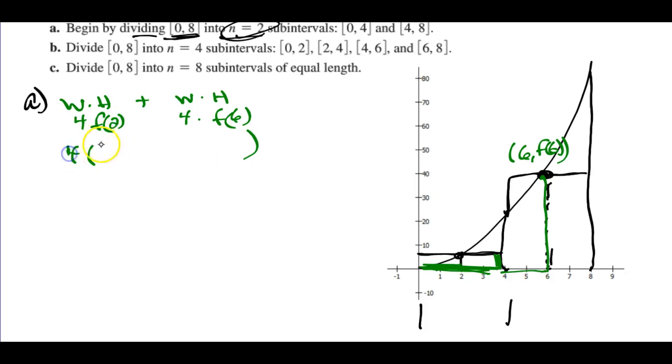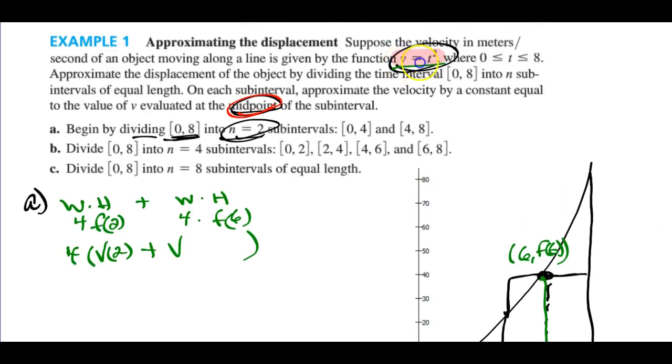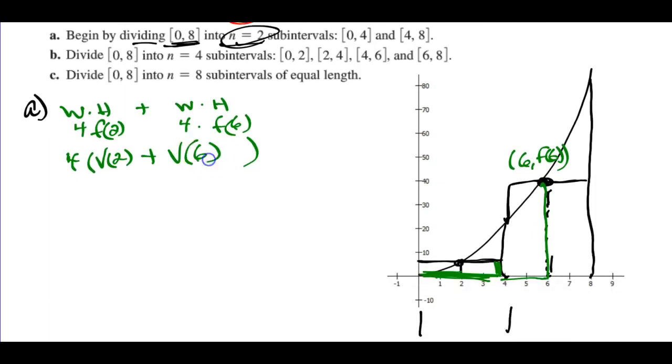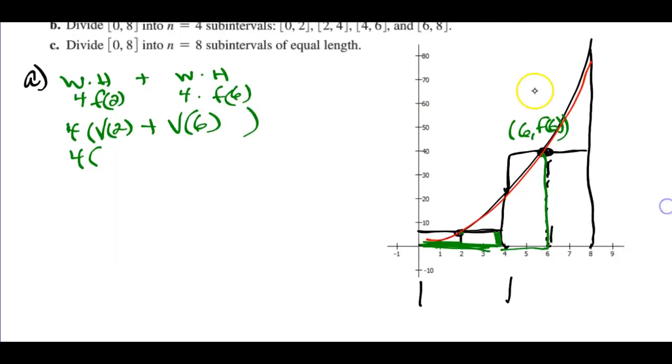So I'm going to evaluate the function. Actually, it's v of 2 and v of 6, because the function was defined not as f, but as v. Now I need to do some evaluation. This function is defined as the t squared function. So this point is 2 comma 2 squared, or 4, plus 6 squared, or 36.